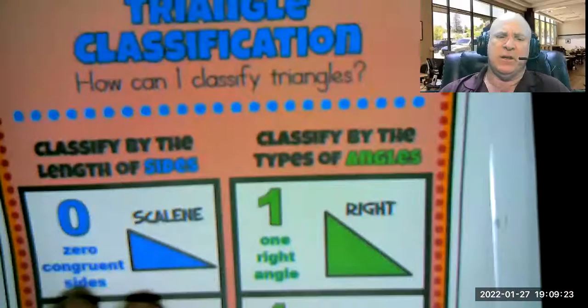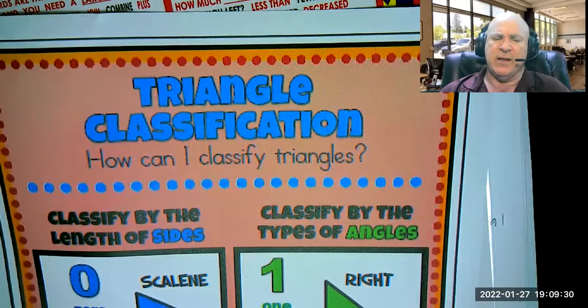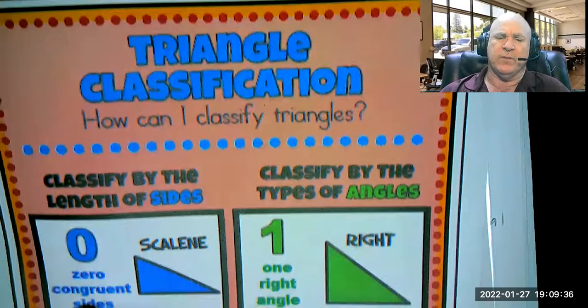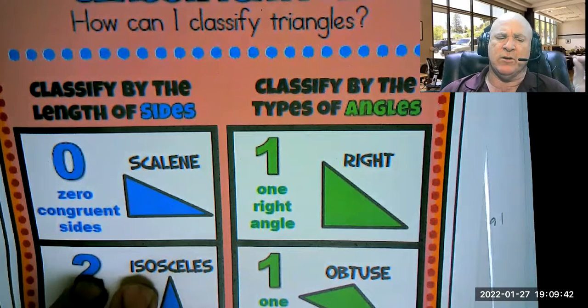So triangles have three sides, three angles. So let's take a close look at the document that you're going to get that will help you and your students differentiate some of the differences between the triangles that we classify by the number of sides or the types of angles. So here we go. Sides. Whenever 0 sides are congruent in length, they call that a scalene triangle.